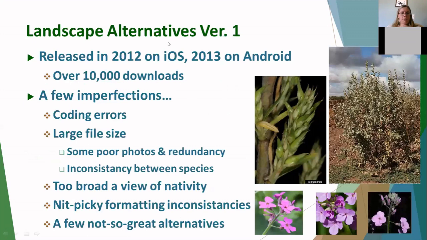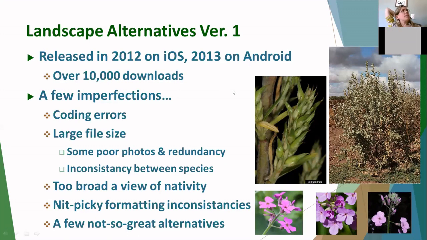So, Landscape Alternatives version 1 was released in 2012 for Apple devices first, and then the Android version came one year later, 2013. I should update this. At this point, it's had over 15,000 downloads. The vast majority of them have been on iOS. Android, I guess, came a little later and just wasn't as popular, but I would say it's been pretty successful.